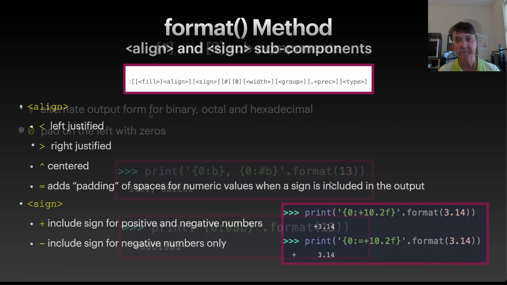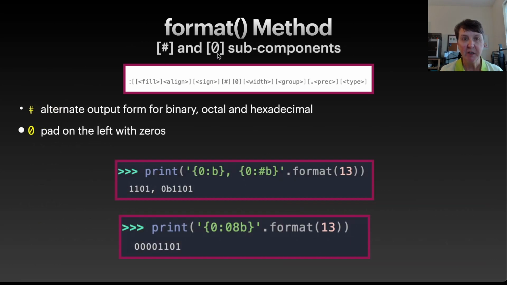A little bit about the hash and the 0 subcomponents that are right here. For binary, octal, and hexadecimal, we can get an alternate form of the output using the hash sign, and when we put the 0, that'll pad the left with zeros. So here's some examples of the alternate formats of the number 13. And then here we're going ahead and padding the output so that we get more places. That kind of thing is useful when we do binary counters, for example.